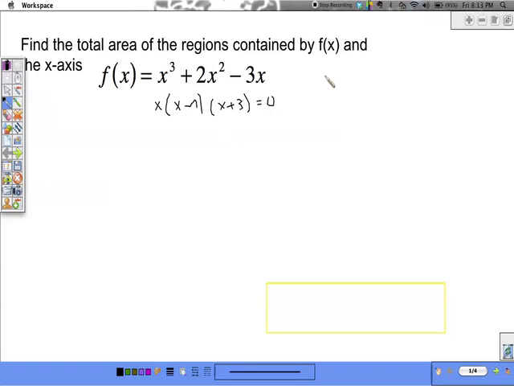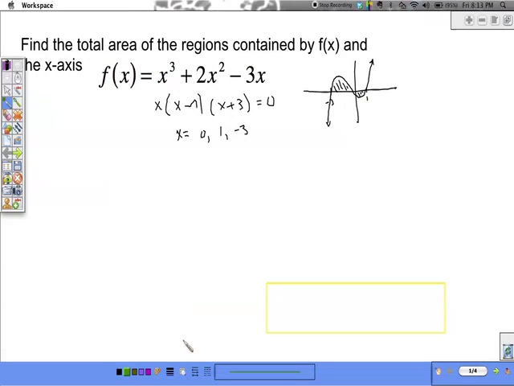So my zeros are at x equals 0, 1, and negative 3. Being that this is a cubic function, I know that it's going to be going upwards, a little squiggle, and then continuing up as it goes out to infinity. So here's negative 3, there's 1. This graph does something like that. And the area I'm looking for is this area here.